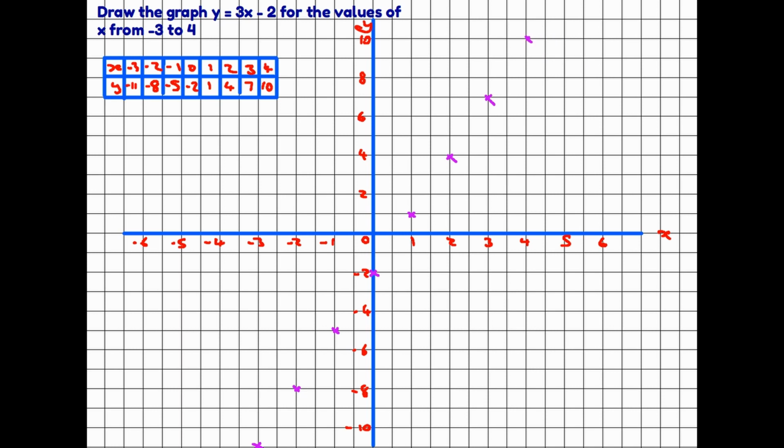And of course the test is to find out whether in fact we do indeed have a straight line. And if you take a ruler, yes we do, all the points are on the line.